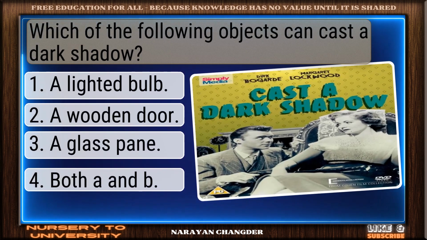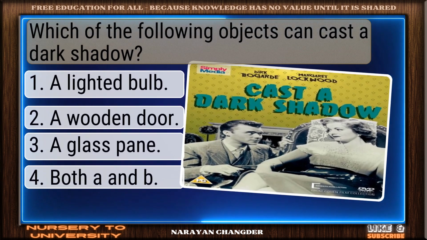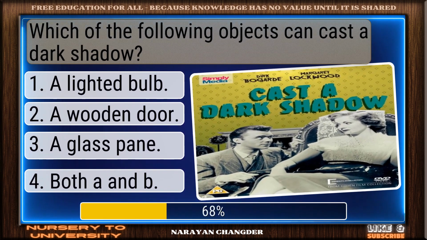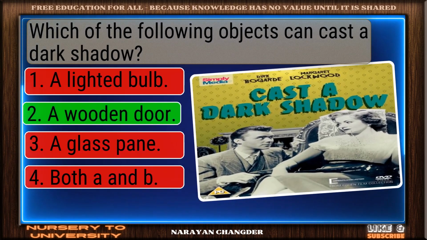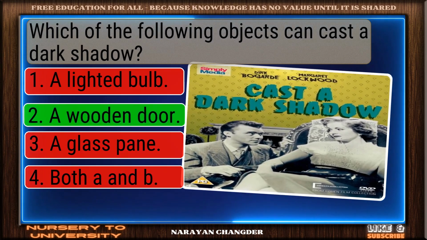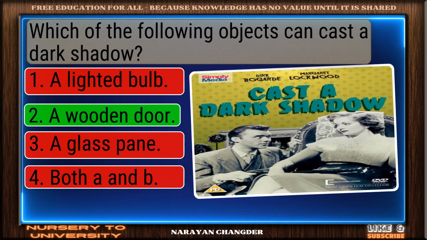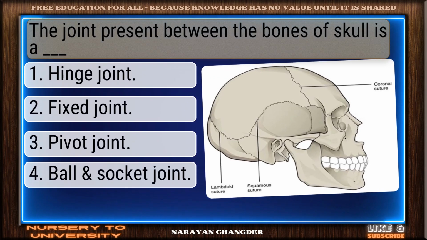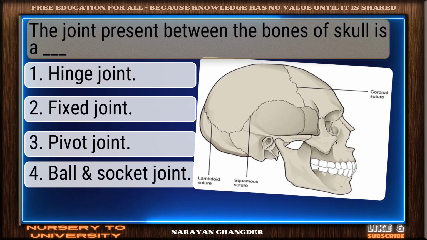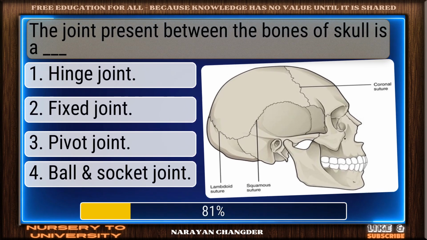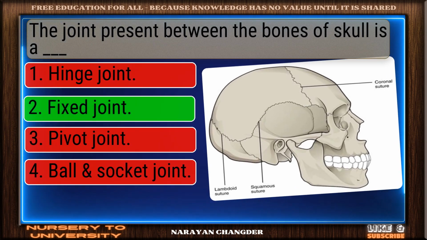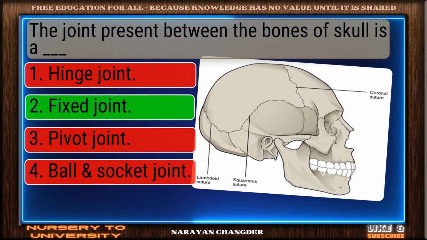Which of the following objects can cast a dark shadow? Correct response. A wooden door is the most accurate answer. The joint present between the bones of skull is a dash. You chose fixed joint, and it is correct.